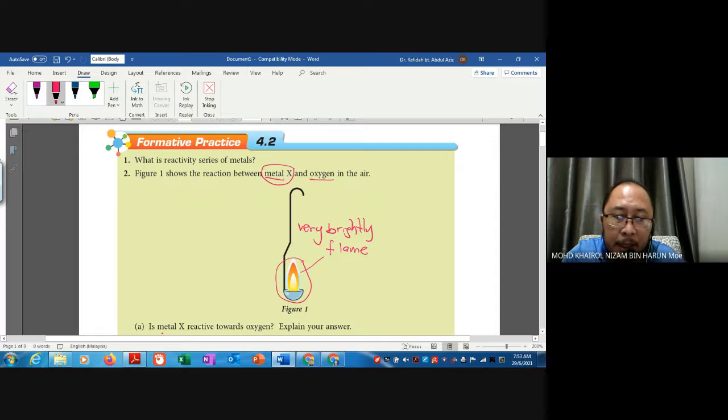So what we can say is, is metal X reactive toward oxygen? So we can say yes. Okay, explain your answer. The explanation is this: because when metal X reacts with oxygen, it produces a very bright flame. The production of a flame like this shows that the reaction is very reactive. So that is the explanation for this question.